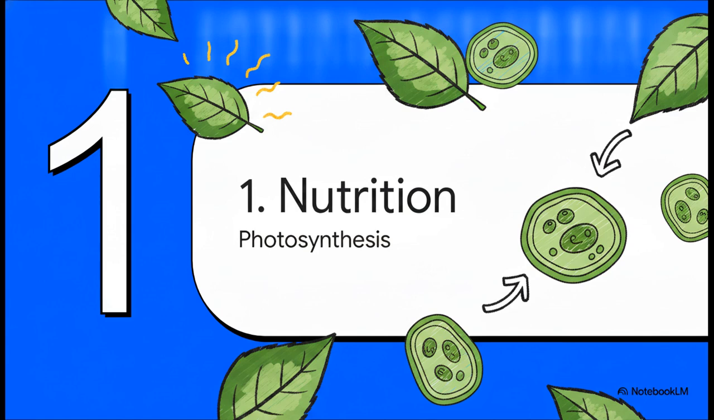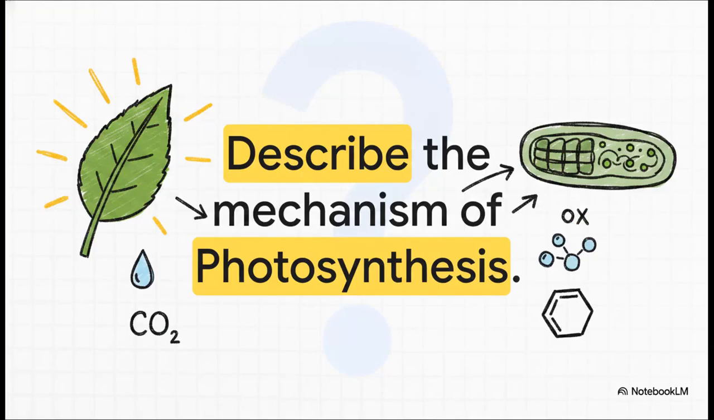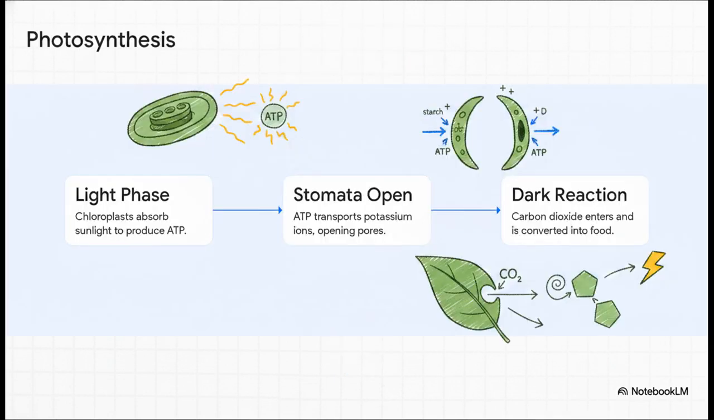Section 1, nutrition, the mechanism of photosynthesis. I want you to visualize zooming way down into a microscopic cross-section of a green leaf. Our very first major question asks you to describe the step-by-step mechanism of photosynthesis. And listen closely, because examiners love testing the exact raw materials here, as well as the specific function of chlorophyll. This is exactly where you score your marks. So the absolutely crucial point is breaking this whole thing down into a clear sequence.